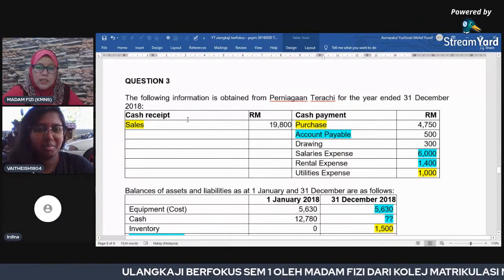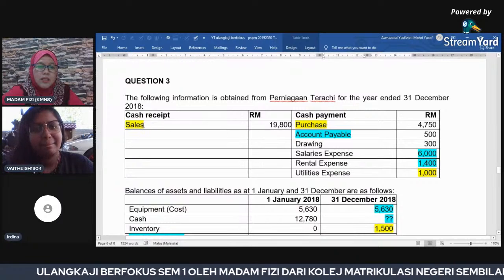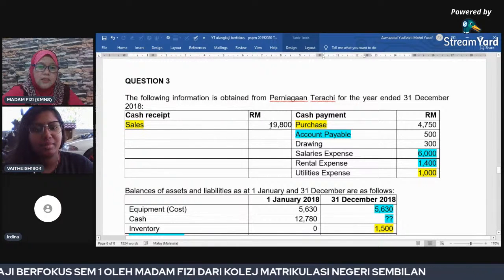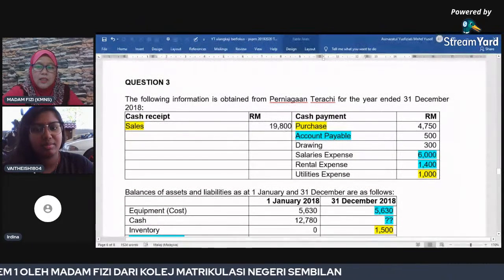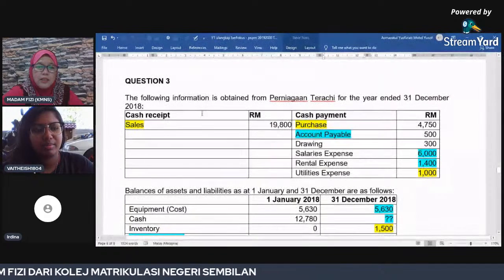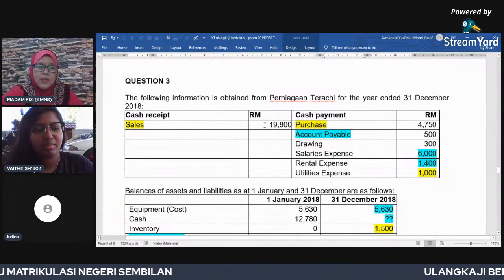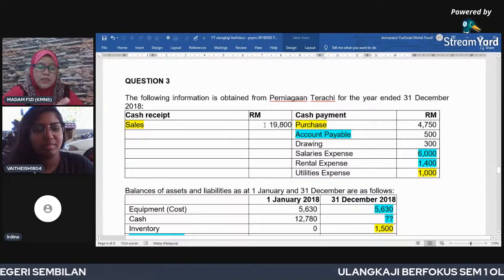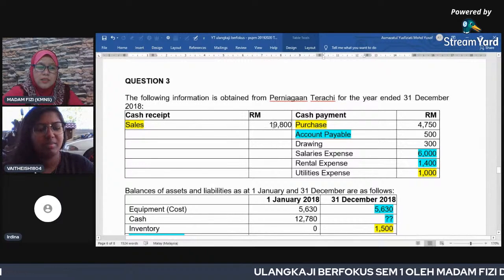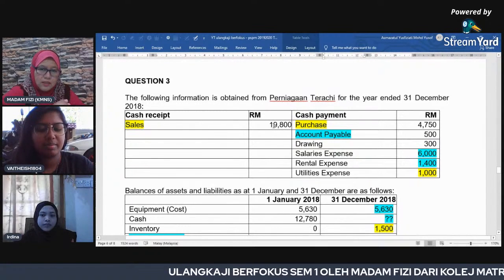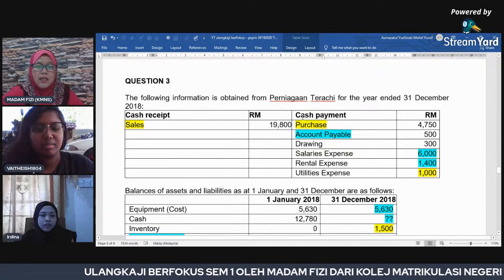You can see here there are sales of 19,800. That means this is the cash sales.